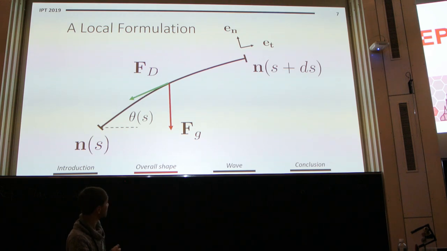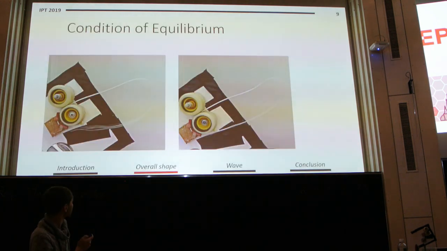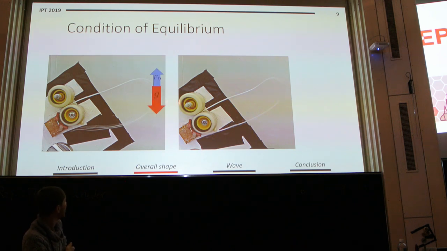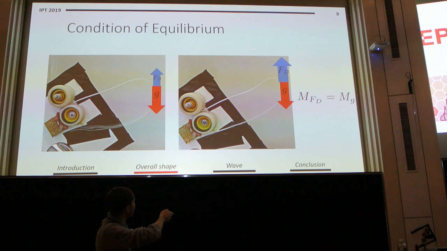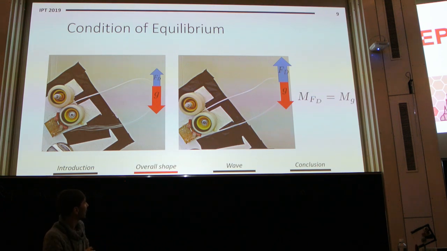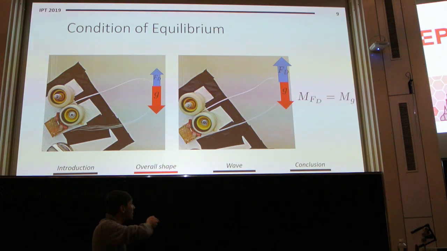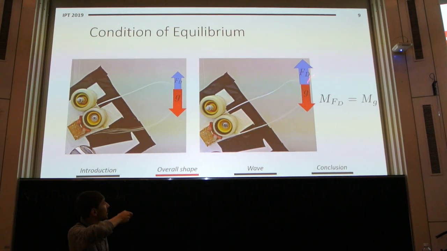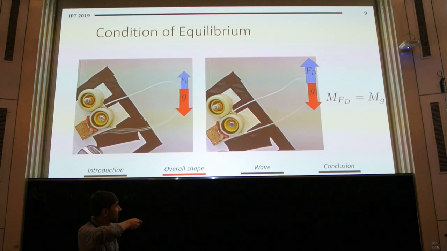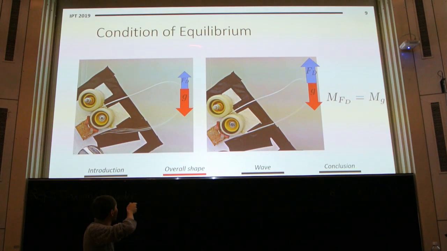So why do we need this drag force? We have the gravity that wants to drag the string down. However, the effect of this drag force is the opposite and tries to raise the string up. So we see from the last video, if we increase the drag force, the string rises up. So basically, there is an equilibrium between the drag force and the gravity, which is the momentum. There is an equality between the momentum caused by the drag force and the gravity of the whole loop.